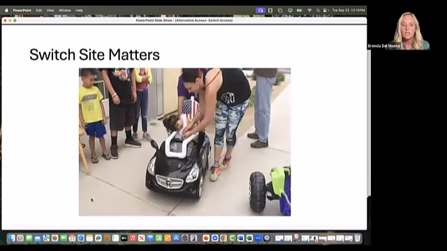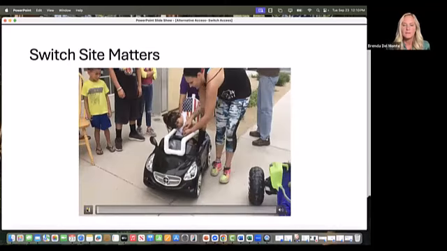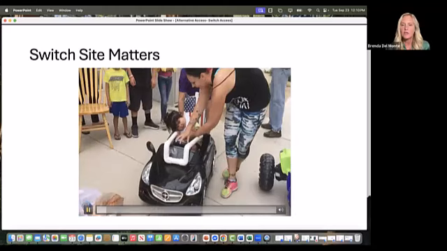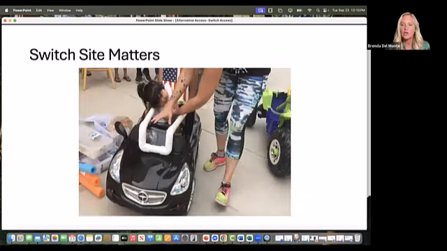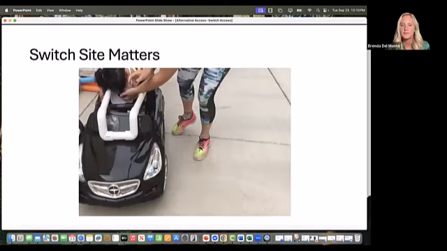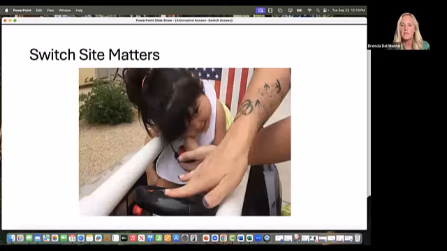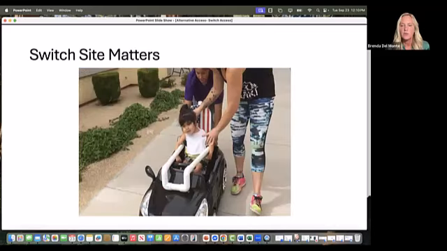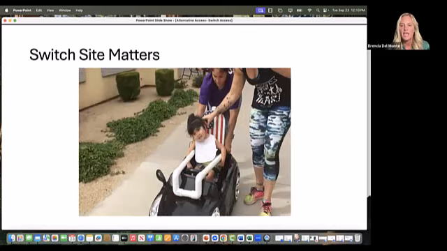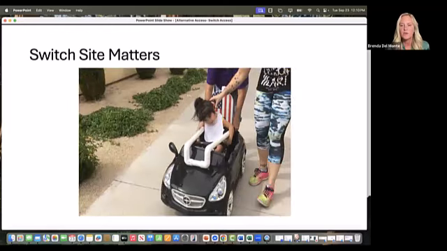So let me just show this video about head placement. Right now, she has the switch placed at her hand and she's driving that car. Notice she has to curl her whole body to make a fist to hit it. And when we put the switch at her head, she has to sit up. She sees where she's going.